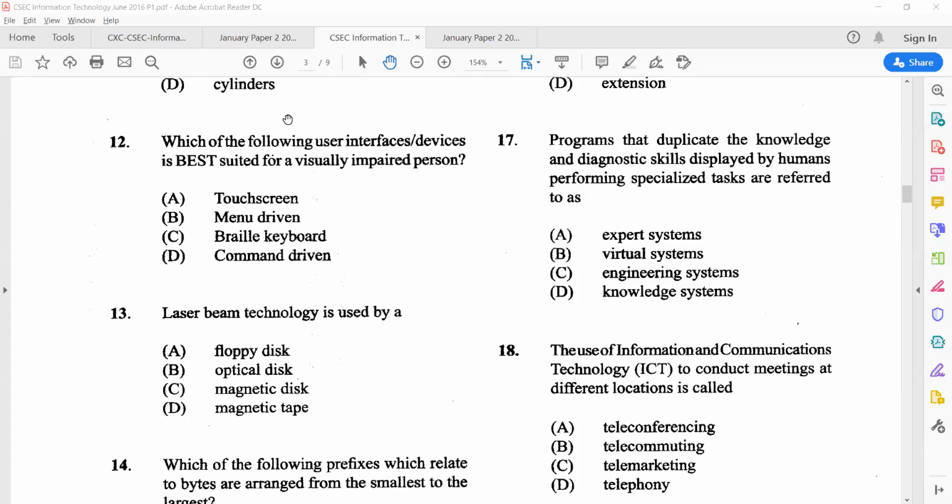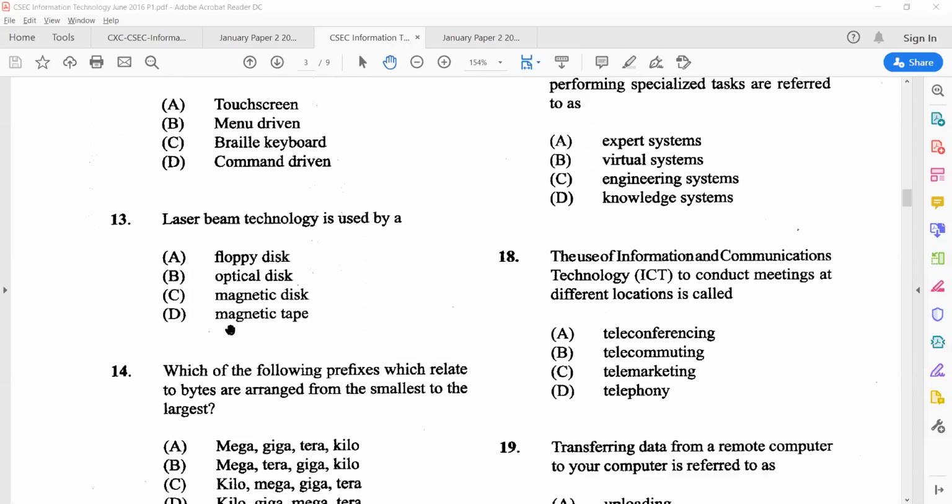Touchscreen, no, that's incorrect. Menu driven, that also doesn't sound correct. Braille keyboard, yes. Command driven, no, that doesn't sound like it's going to work. So the answer for 12 is C, Braille keyboard. 13. Laser beam technology is used by which one of these devices?